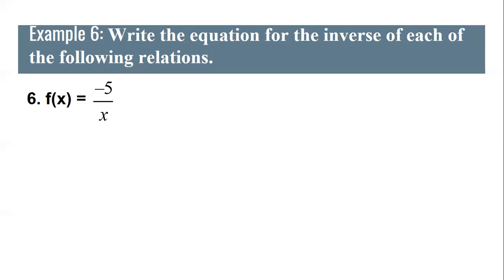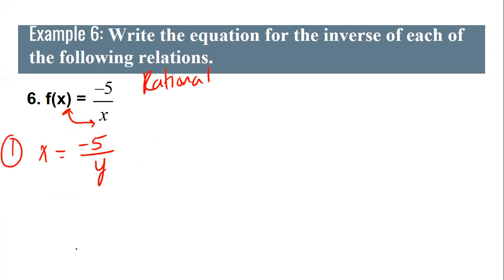6. So now we have a rational. Does anyone remember what we talked about for the inverse of a rational function in our parent function notes? Probably not. Okay. Well, I guess we'll just figure out what we talked about. All right. So step 1 is to switch your x and your y. So we have x equals -5 divided by y.